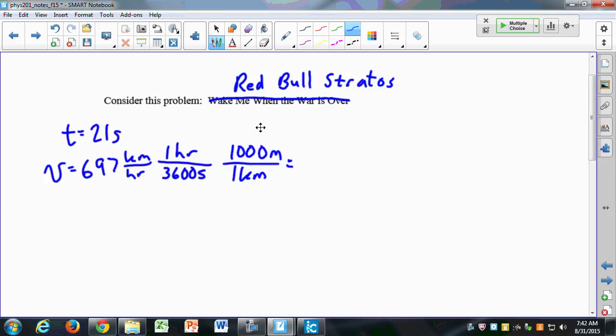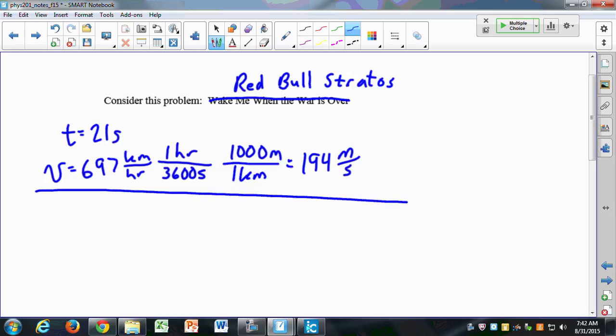That comes out to be 194 meters per second. Every second, going 200 meters. Every second. I think I was zooming. Right, almost 200 meters per second. And now, this is the measured velocity. Let's calculate what that velocity should be.